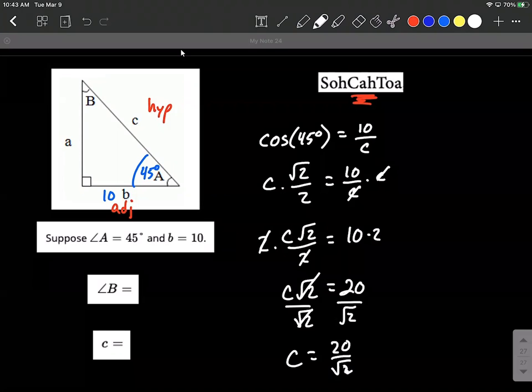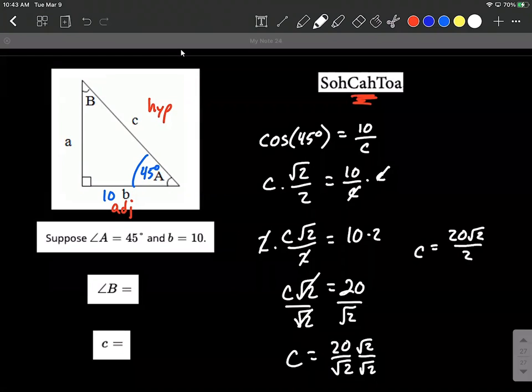We may be able to get a little bit better answer, at least format-wise, by rationalizing this denominator. We can multiply numerator and denominator both by the square root of 2. Okay, what that's going to give us is 20 times the square root of 2 over 2, which will reduce down to be 20 divided by 2 makes 10 square root of 2. So 10 square root of 2 for C.